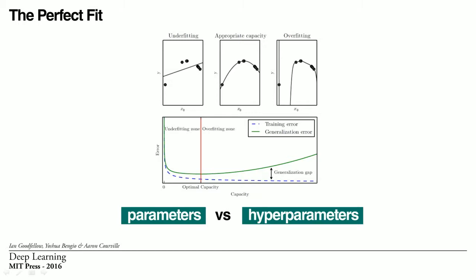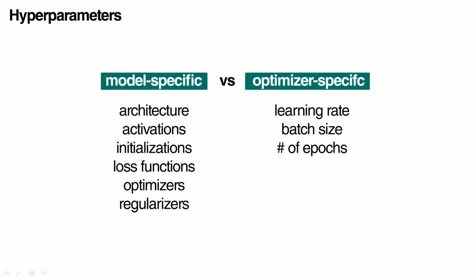And at this point, we should also make a distinction between parameters, in terms of weights and biases in the model, and hyperparameters, which are really the knobs that you use to tune your model. And within hyperparameters, we have model-specific parameters and optimizer-specific parameters. I think we're already familiar with the optimizer-specific parameters. So let's dive into the model-specific parameters.